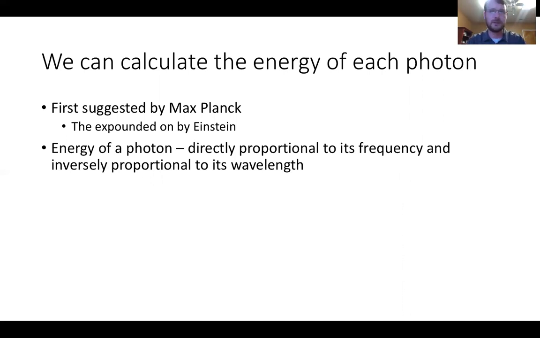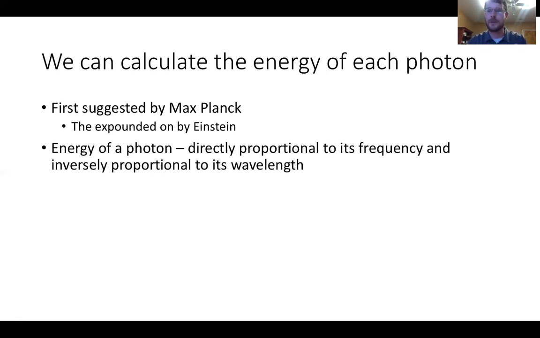And so this was first suggested by a guy by the name of Max Planck. It was expounded on by Einstein. Now, the energy of a photon, we're going to see, is directly proportional to its frequency, right? This is why we said gamma radiation has a higher energy than, let's say, infrared radiation, right? And that's because it is a higher frequency, right? And if it's directly proportional to frequency, then it's inversely proportional to its wavelength, right? And we see that in the relationship between frequency and wavelength.